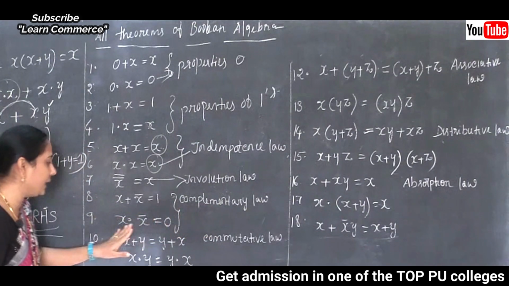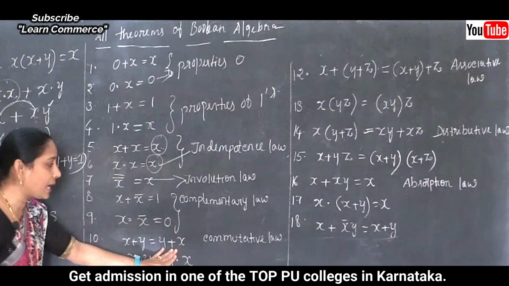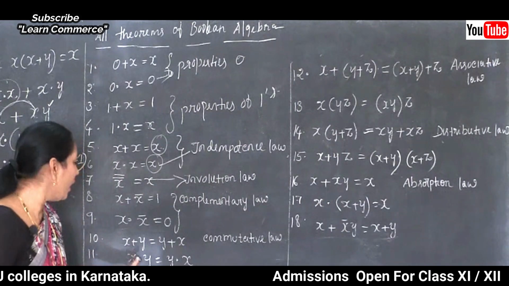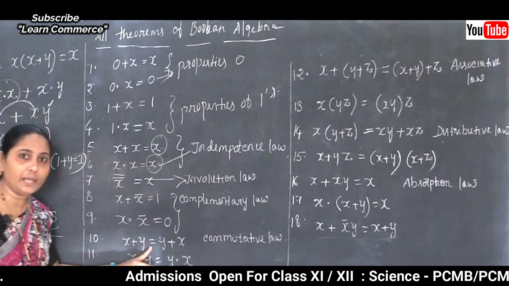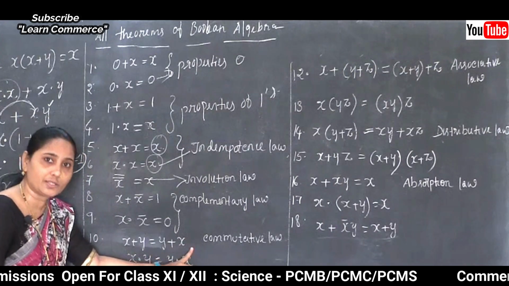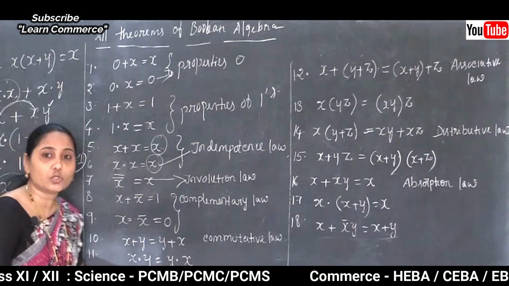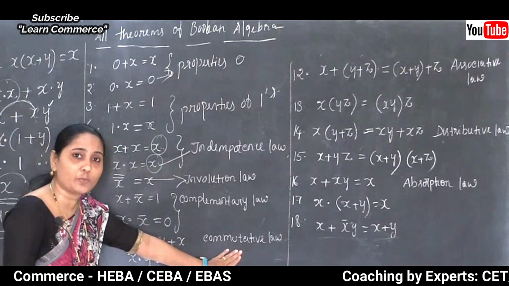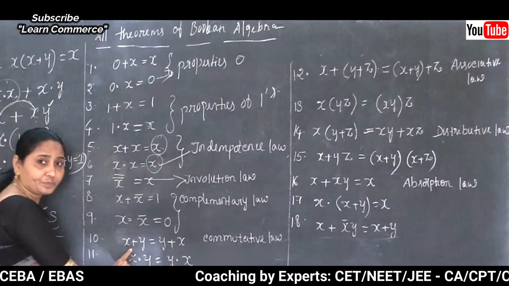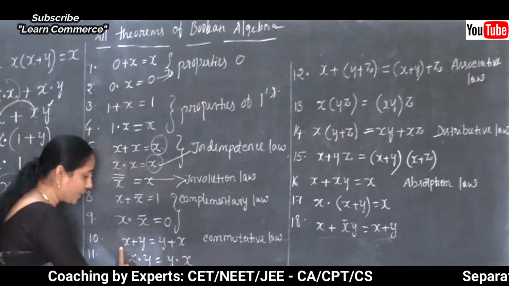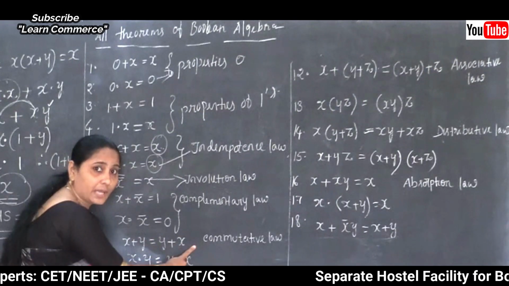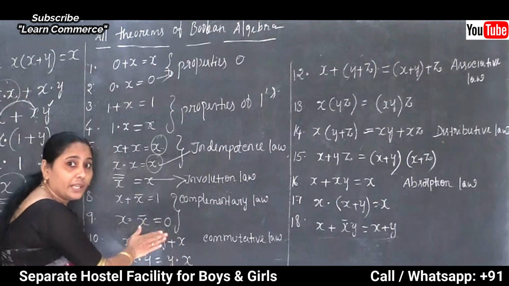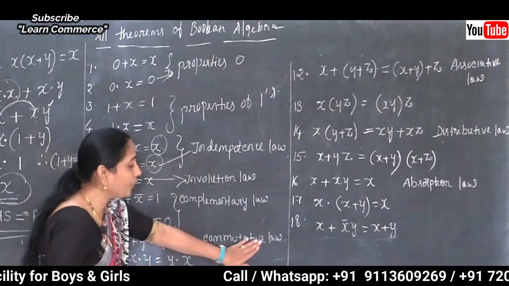Clear this point here? Next, the commutative law. What are the laws that belong to the commutative law? The laws are x plus y is equal to y plus x, and also x and y is equal to y and x. All these laws are called the commutative law. Clear this point here? So again I am going to repeat. The commutative laws are x plus y is equal to y plus x, and also x and y is equal to y and x. So these two laws belong to the commutative law.